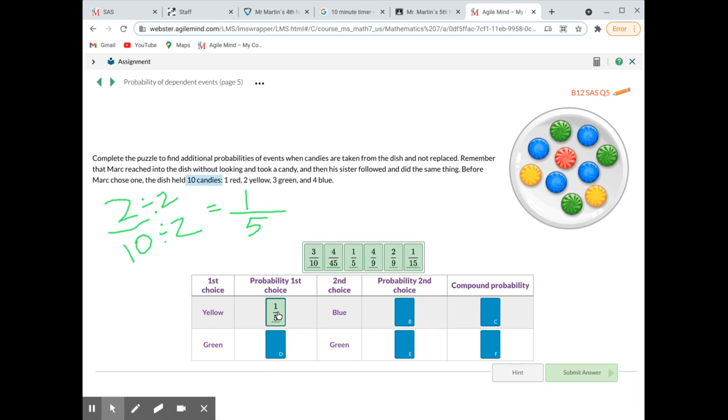All right. Devin, what is the probability of the second choice being blue? Since a yellow is already gone, there would be 9 candies left, so it'd be 4 out of 9. Correct. All right. Now, with that being said, Braden, what do we have to do to find the compound probability?